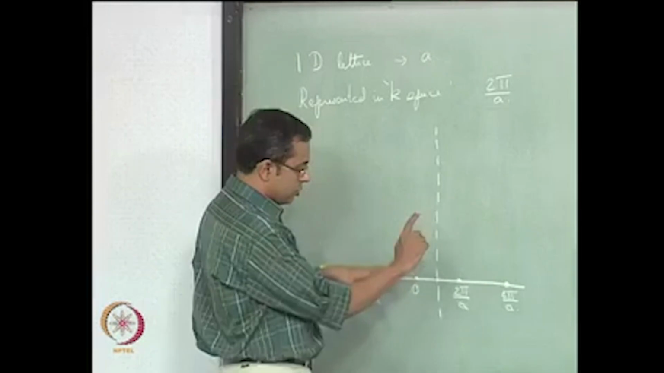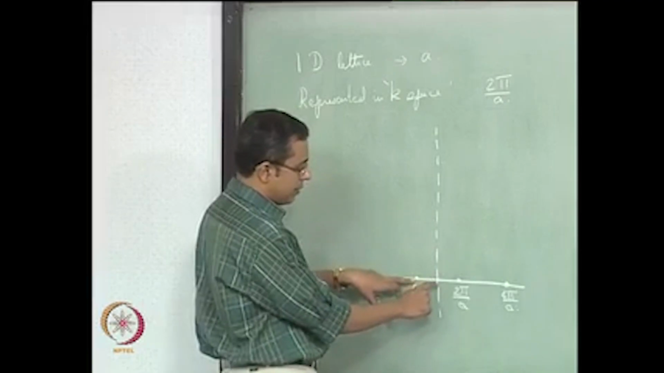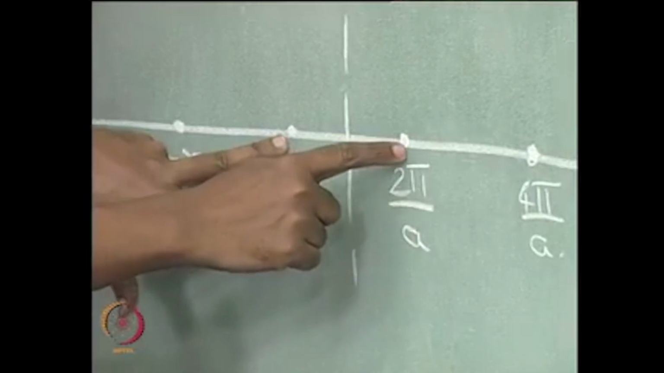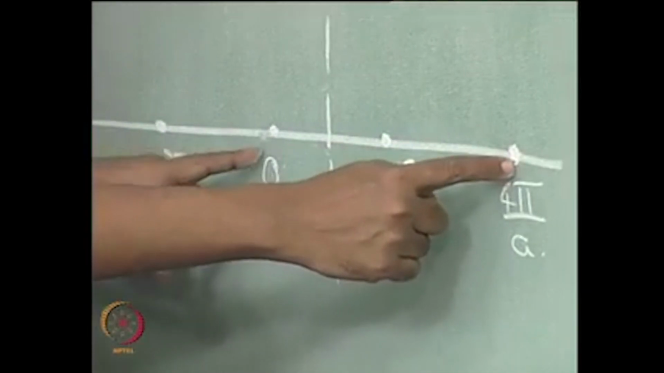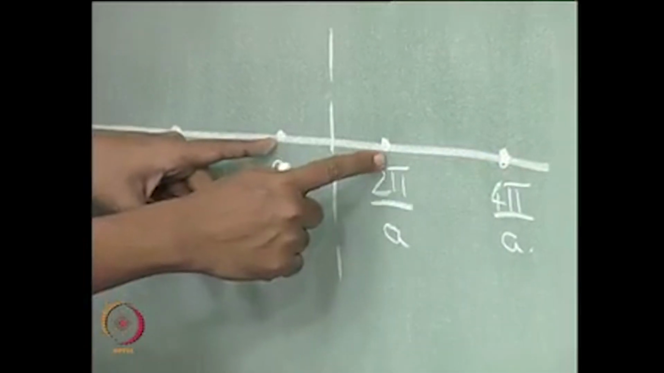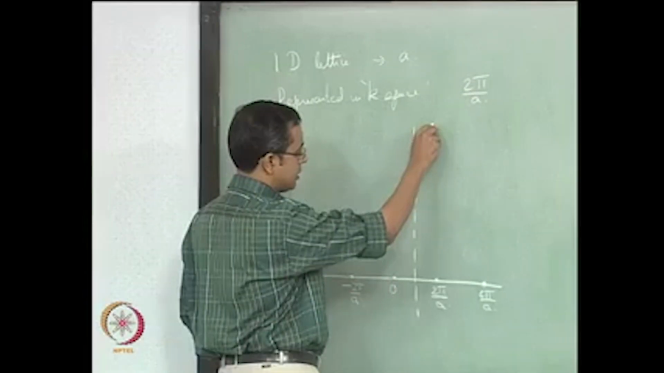So this is the information. We have the first Bragg plane here. The second lattice point is at 4 pi by a, and at half that distance, which is the next valid reciprocal lattice vector, you should have the second Bragg plane, which will actually come at 2 pi by a. So that is where you will have the next Bragg plane.